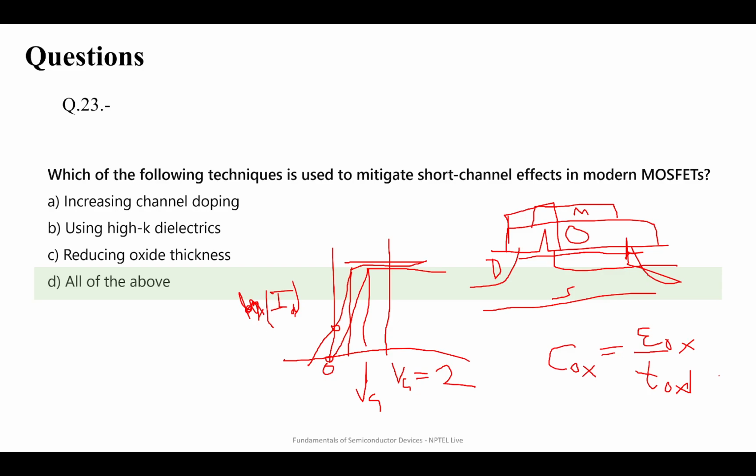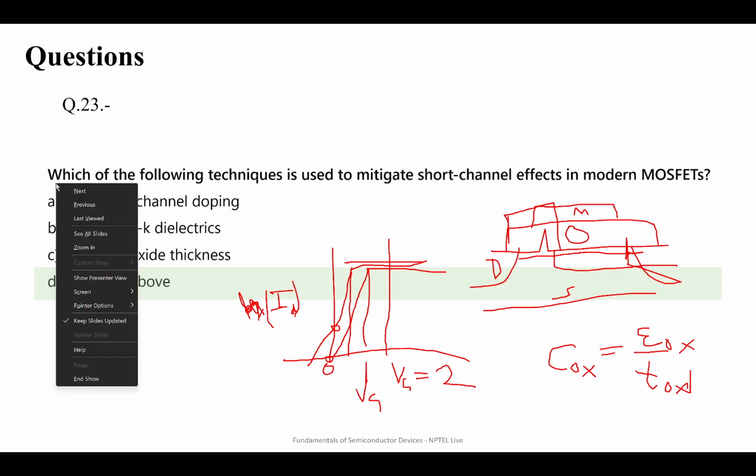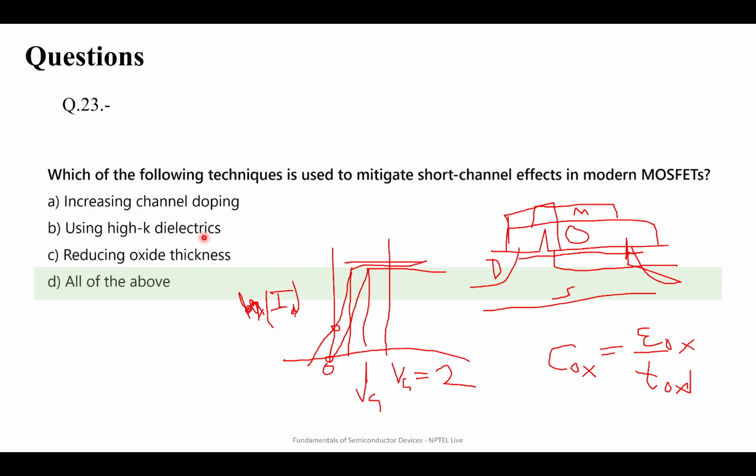So my other option is to increase my epsilon ox, and that is why we go for high K dielectrics, so that we don't have to decrease our Tox too much.